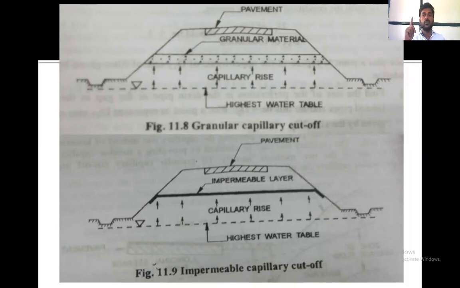So these are the two ways to control the capillary rise. First is providing granular material, large size material layers, so that it will arrest the capillary rise. And second, we can provide the impervious layer so that the capillary rise can be arrested. So these are the different methods of subsurface drainage. Of these, the three most important are: how to control water table rise, how to control seepage flow, and how to control capillary flow. If you want, you can draw this figure.